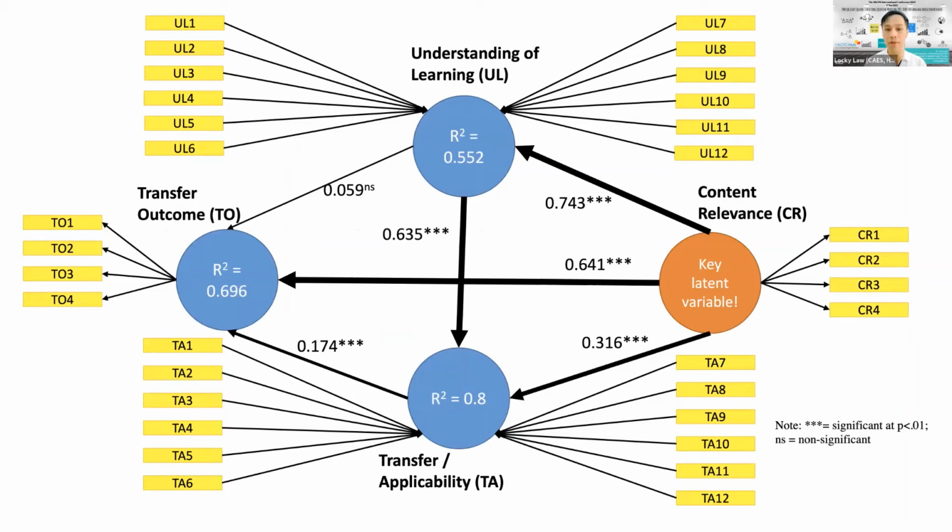So for those of you who have attended my presentation yesterday, basically you should be very familiar with how to interpret this. But to be very precise, we have obtained very high R-squares. Basically, that means the predictive power. And then we also have very strong relationships between the content relevance construct, pointing towards the understanding of learning construct, which then points to the transfer/applicability construct. And what that means is basically it tells us that content relevance is the key latent variable that drives the whole learning transfer process. Thank you, Joanna.